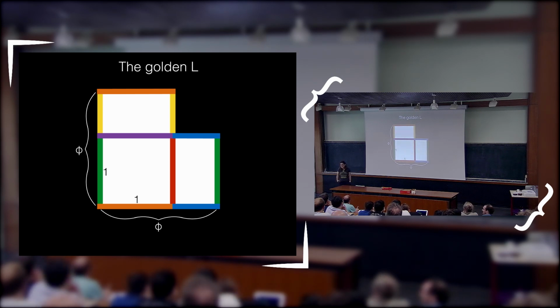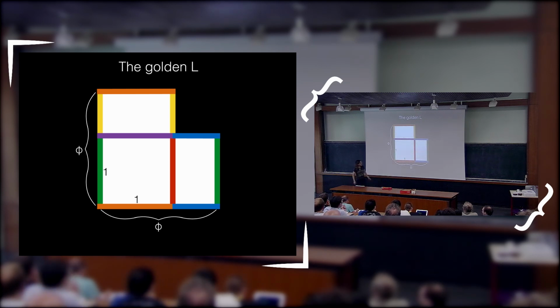OK, so the double pentagon has a friend, the golden L. There is yet no video of someone dancing on a golden L, but it's created in the same way. So if Liz were to come onto this surface and she went across the orange edge, she would come out on the other orange edge and so on. OK, it's about the golden ratio.